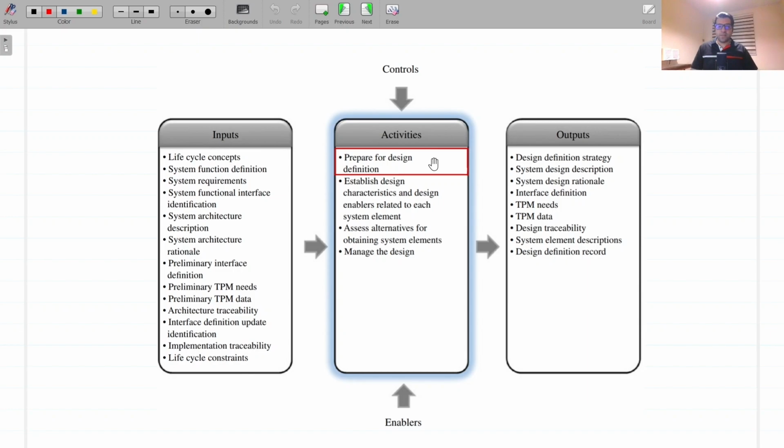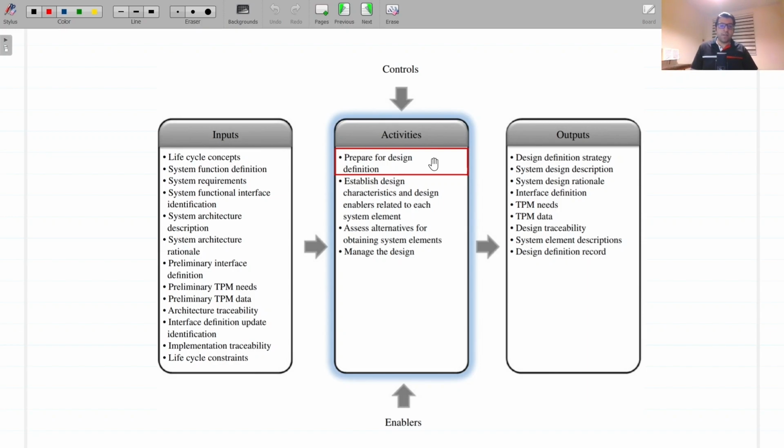Prepare for design definition. Plan for technology management. Identify the technologies needed to achieve the design objectives for the system and its system elements. The technology management includes obsolescence management. Determine which technologies and system elements have a risk of becoming obsolete. Plan for their potential replacement, including identification of potential evolving technologies.